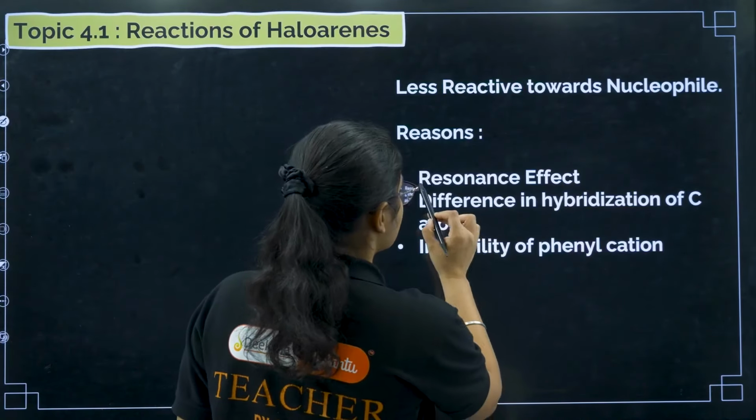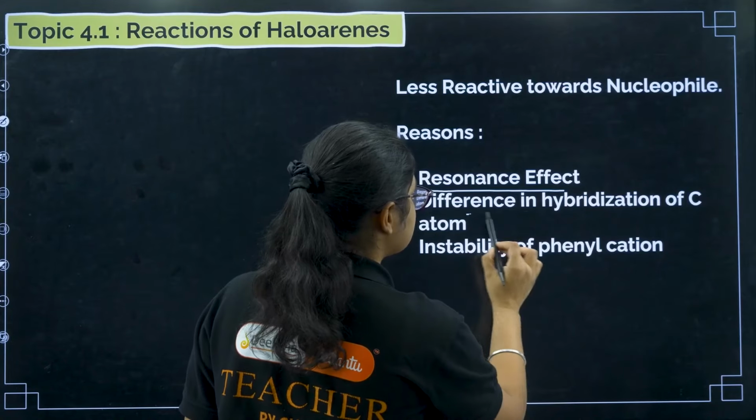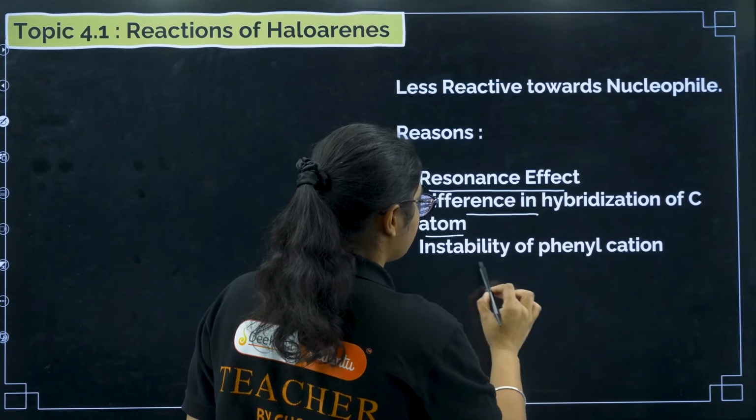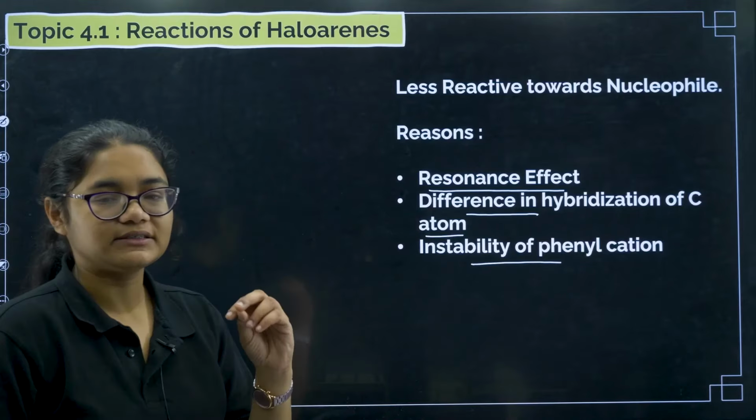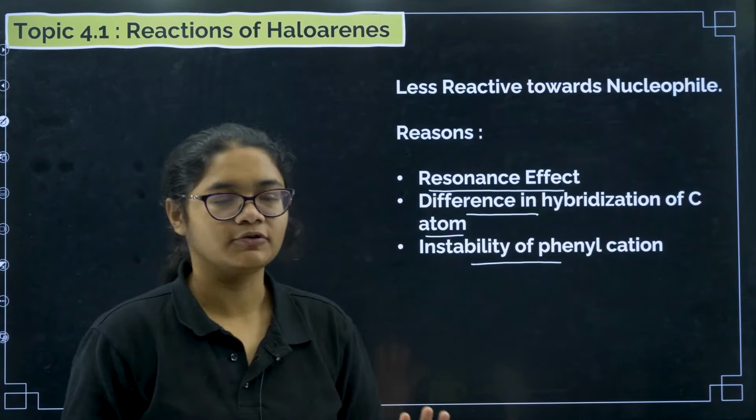You can see here the first one is your resonance effect, second is the difference in the hybridization of the carbon, third is the instability of the phenyl cation. Okay, so mention the reasons and the explanation for that.